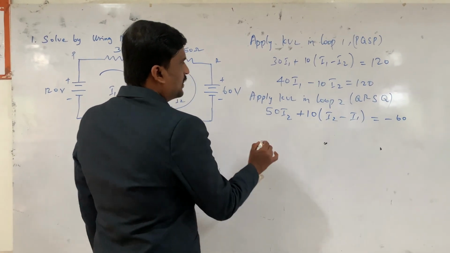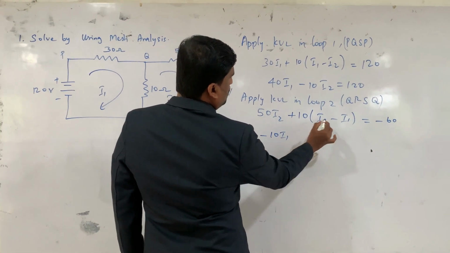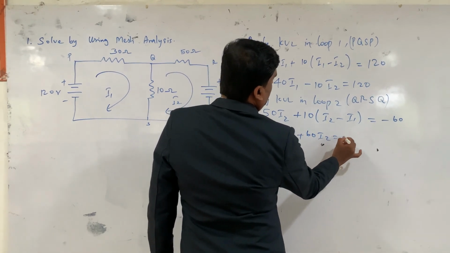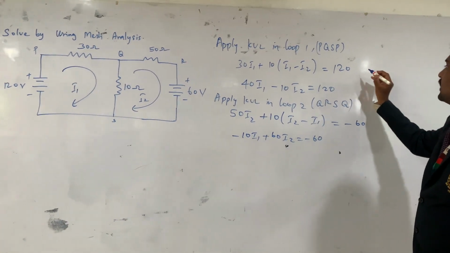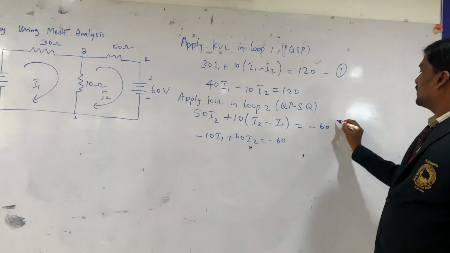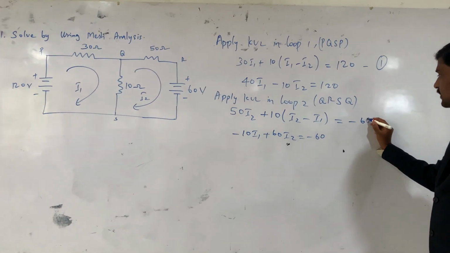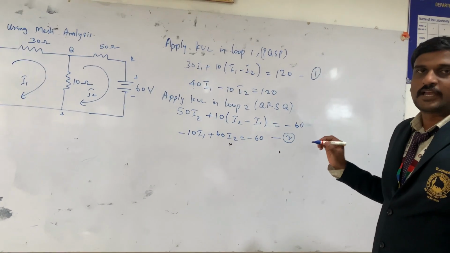We will rearrange and write this equation: minus 10 I1 plus 60 I2 is equal to minus 60. We will take this as equation 1 and let this be our second equation. We have to solve these two equations and find what I1 and I2 are.